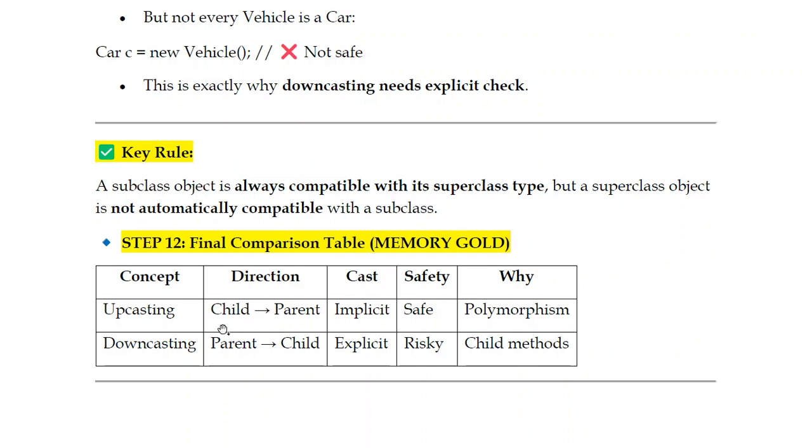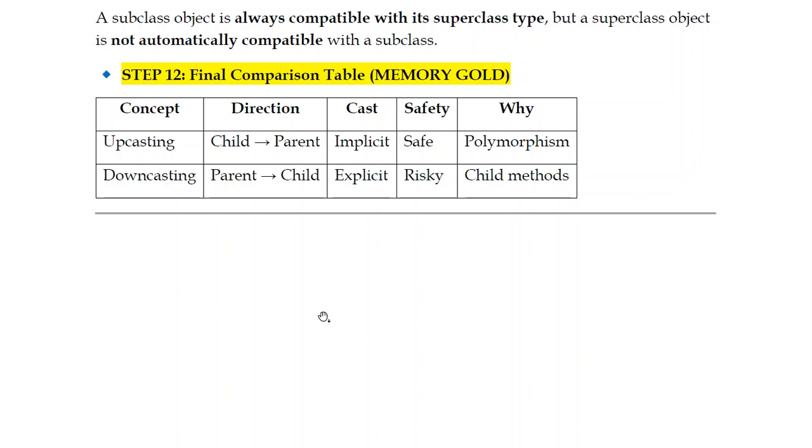The final comparison table. Upcasting: the child class object is stored in the parent class reference. The cast is implicit and it is safe. Polymorphism is properly achieved. Downcasting: we convert the parent class reference into a child explicitly, by typecasting. It is risky because anyone can typecast it. Then the child methods will be executed directly. I hope this is clear.